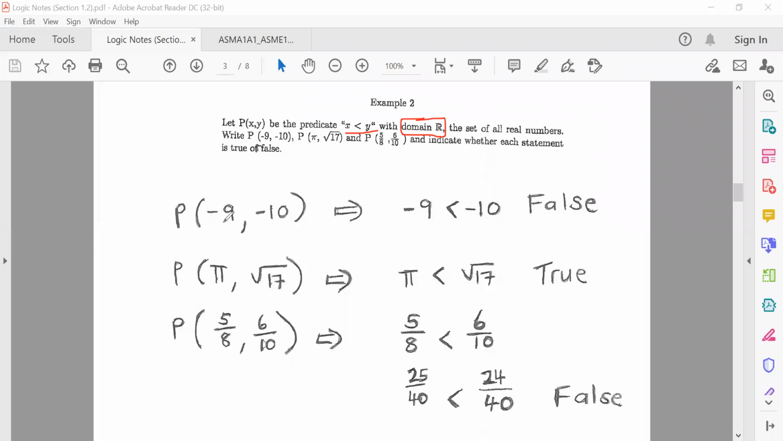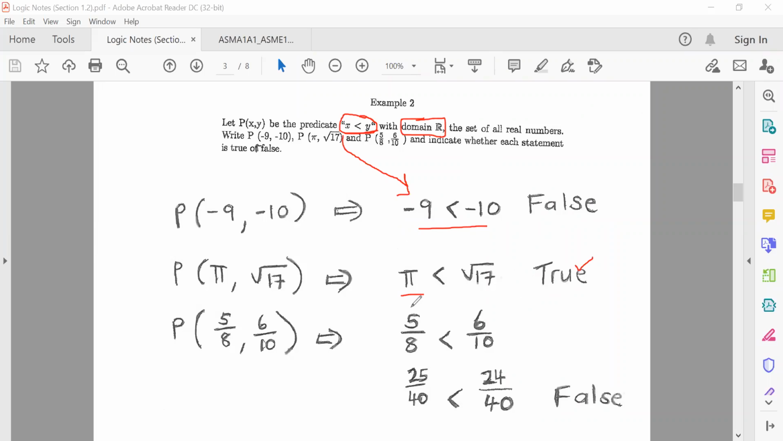Let's start with the first one. P(-9, -10): you ask yourself the question, is -9 actually less than -10? The answer is false. Actually, -9 is bigger than -10. So that is false. It's straightforward. For P(pi, root 17), is pi less than root 17? The answer is yes, because you know pi is 3.14 and root 17 you get something like 4.123. So obviously 3 point something is less than 4 point something. So that one is true.